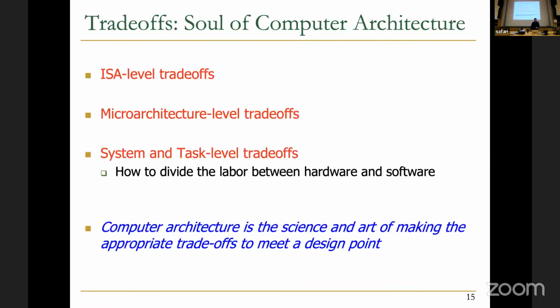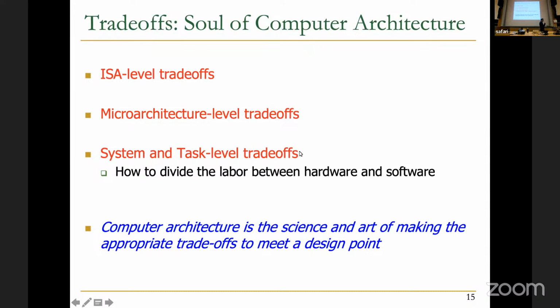So, okay. But these essentially application space combined with the other consideration, technology considerations, lead to trade-offs. That's the design point, essentially. That's what is meant by design point. Design point is actually application space and technology. Why are you designing the computer for? And these lead to ISA level trade-offs, microarchitecture level trade-offs, and system and task level trade-offs.